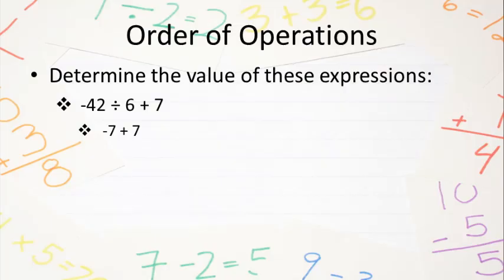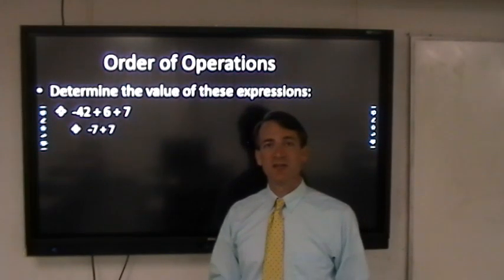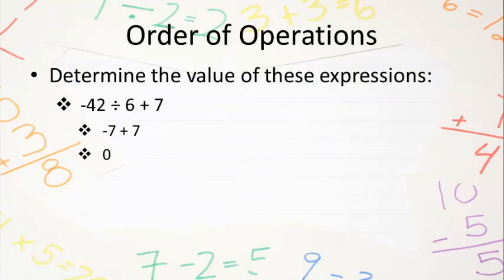And now I have negative 7 plus 7. That's the only operation left. Negative 7 plus 7 is 0. So if you got 0 as your answer, you are indeed correct. Let's try one that's a little bit more difficult.